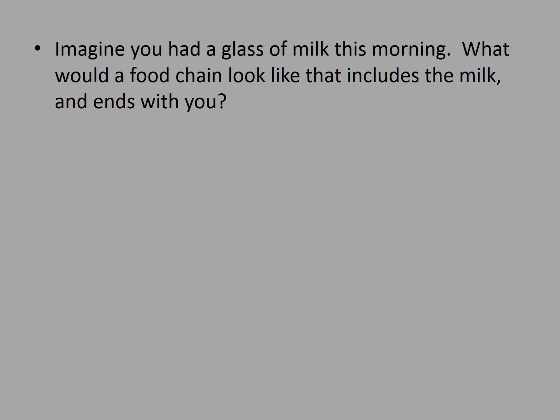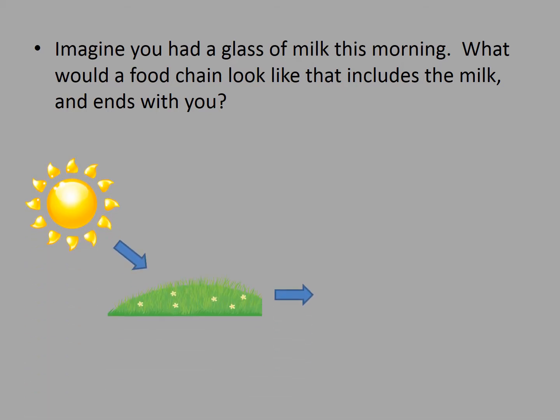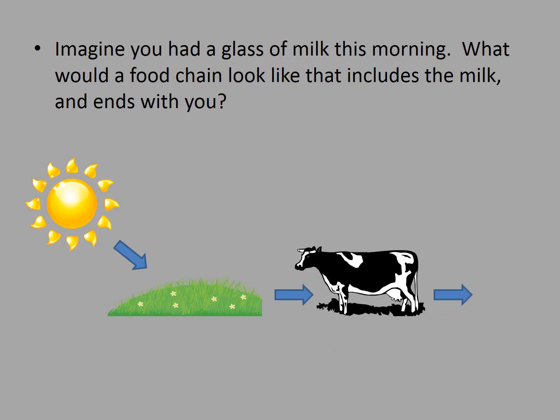Imagine you had a glass of milk this morning. What would a food chain look like that includes the milk and ends with you? So think about what comes first in a food chain and then what would come next. Try to picture it in your head. So first you would have the sun, then maybe some grass would be the producers, the cow would eat the grass, and then lastly you would drink the milk.